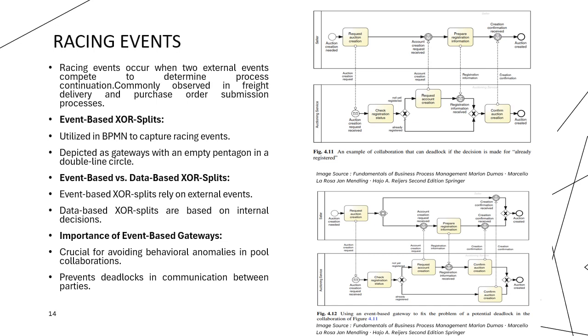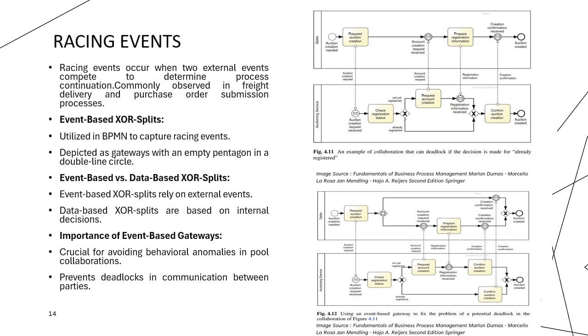Unlike data-based XOR splits, which rely on internal decisions, event-based XOR splits depend on external events to determine the process flow. For example, consider the scenario of a restaurant chain submitting a purchase order every Thursday. If no response or an error message is received by Friday afternoon, the purchasing officer is notified, illustrating the use of event-based XOR splits to handle external triggers.